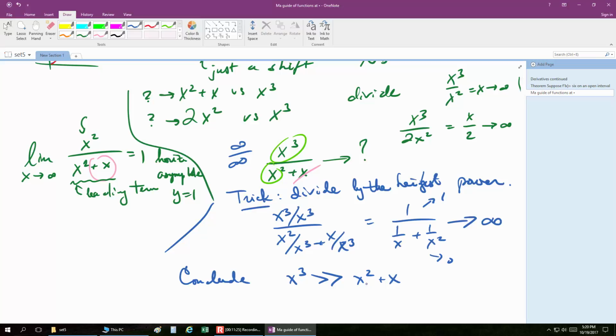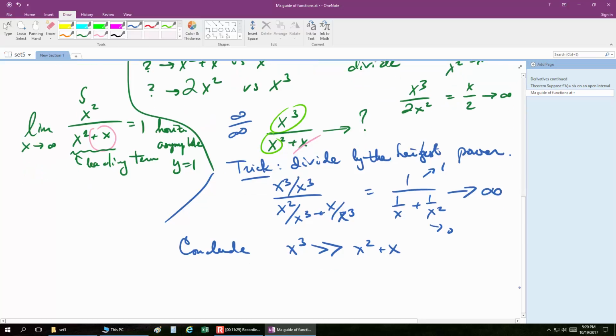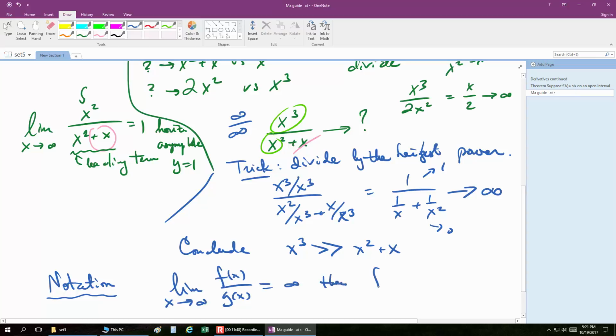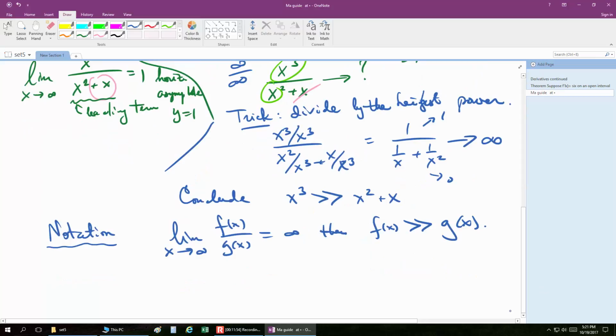There is no special word for it, but the notation is the standard notation to indicate that. So that's the notation for the kind of hierarchy of magnitudes of functions. If the limit of f of x over g of x as x goes to infinity is infinity, then we write f of x larger than g of x. And that's the explanation.